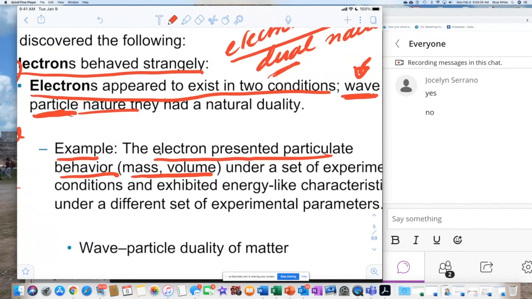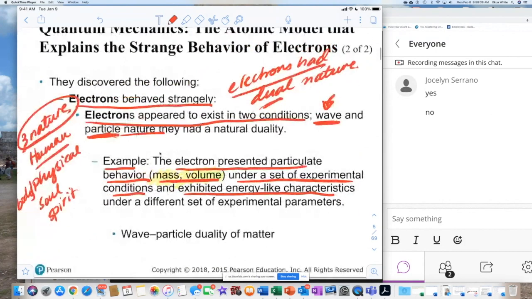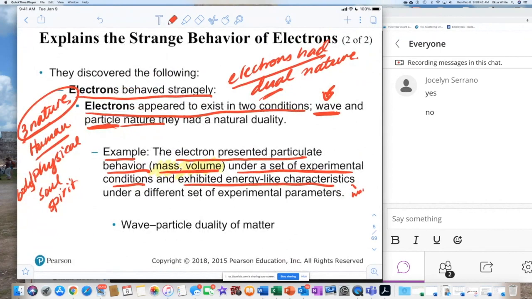Now, for you to see this behavior, we're told here you have to have a certain set of experimental conditions. So the experiment almost has to be geared for the scientist to see this behavior, which is mass and volume. Okay? Under a different set of conditions, which may be intentional or accidental, the same electron will all of a sudden have different behavior. The same electron will exhibit energy-like properties. In this case, you can say it will have a wave, it can give off light.